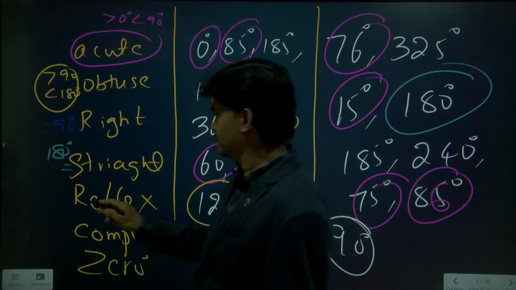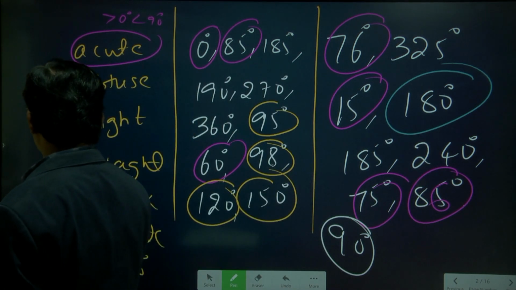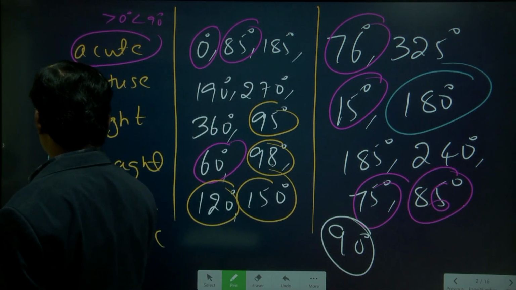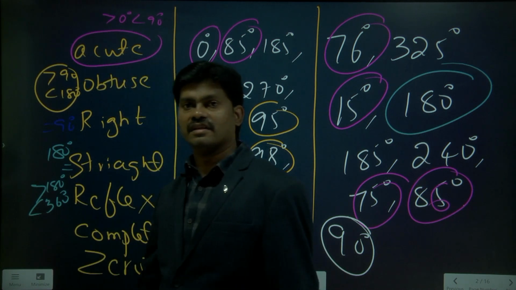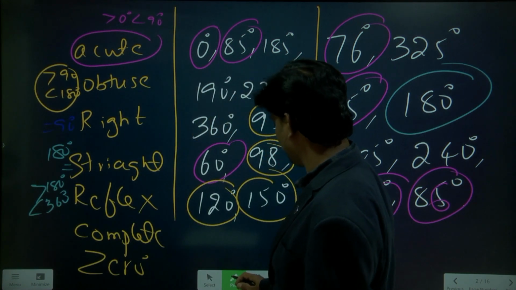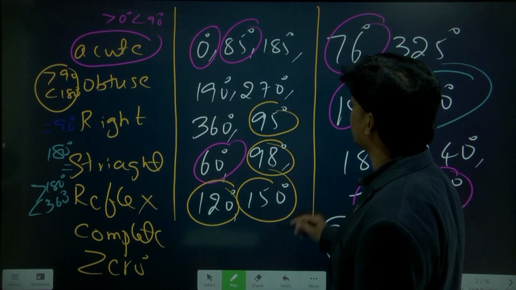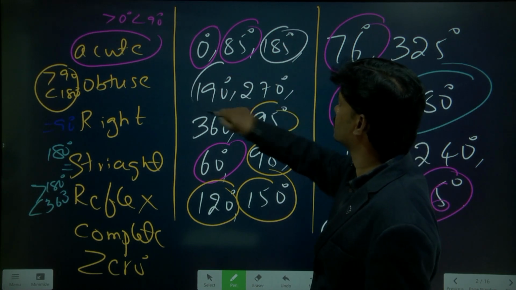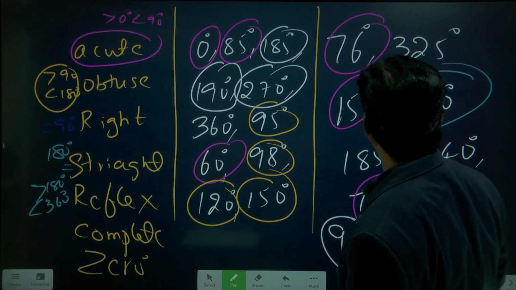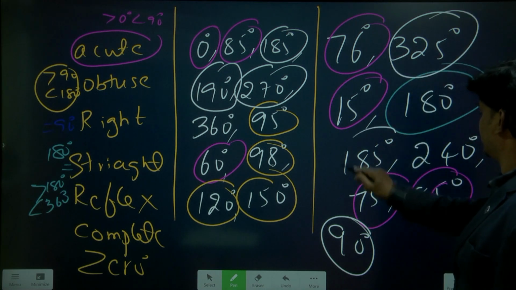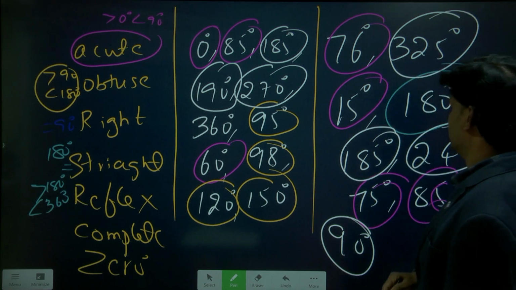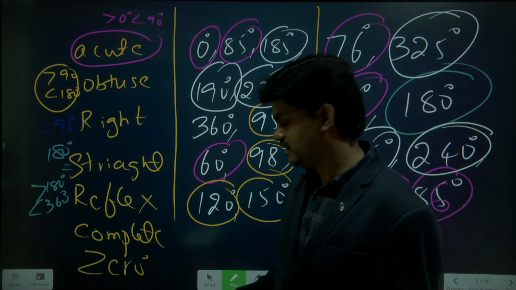Now reflex angle: greater than 180, less than 360. I will take it now. It is greater than 180, less than 360. 1, 2, 3, 4, 5, 6. These all are greater than 180, less than 360.